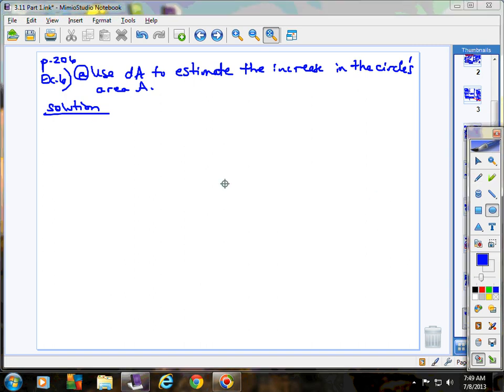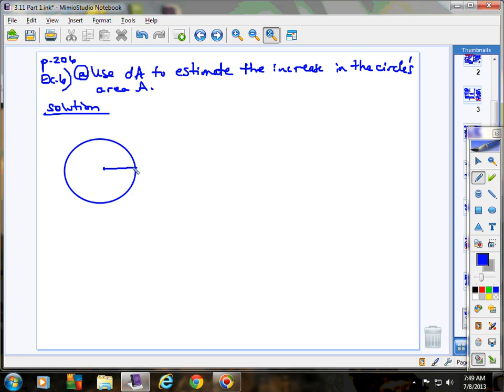Now let's draw a circle first. Instead of using A for the radius, let's use r. So the radius is 10, and then the radius is 10.1 meters. So the change in the radius was 0.1 meters, right? The new total was 10.1, but the difference was 0.1. It increased by a little bit.